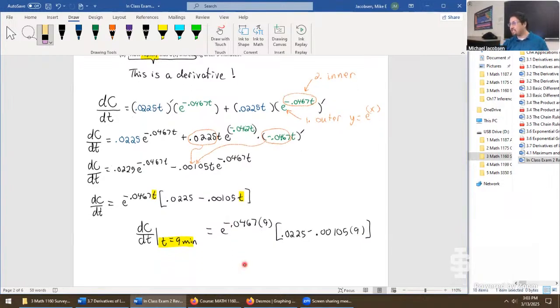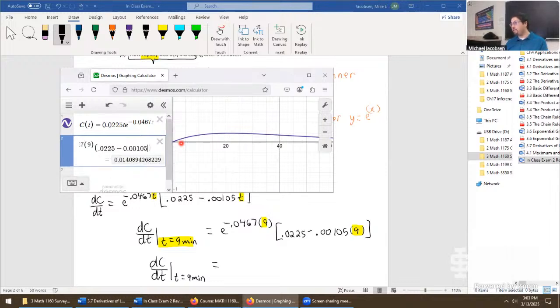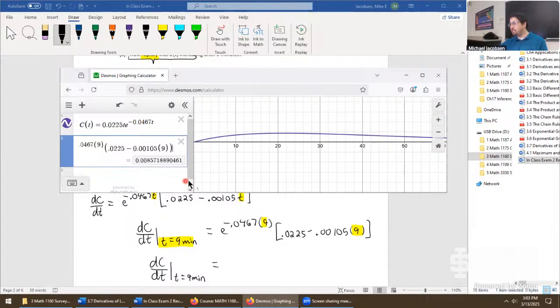But we still have to answer this, so last step, dC/dt at t equals 9 minutes is going to be, let me know if you're getting something different in your calculator. So I have e to the power negative 0.0467 times 9. And then that's multiplied by the group, 0.0225 minus, let me try again, 0.00105 times 9.